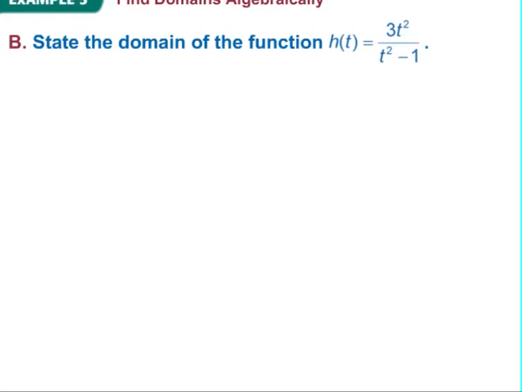Let's look at this one. This one's a fraction. Okay, so h of t equals 3t squared over t squared minus 1. First thing you're going to do, you're going to set the denominator equal to 0.